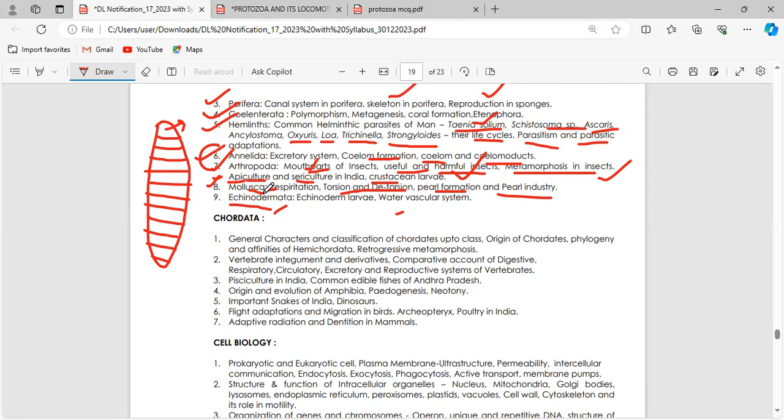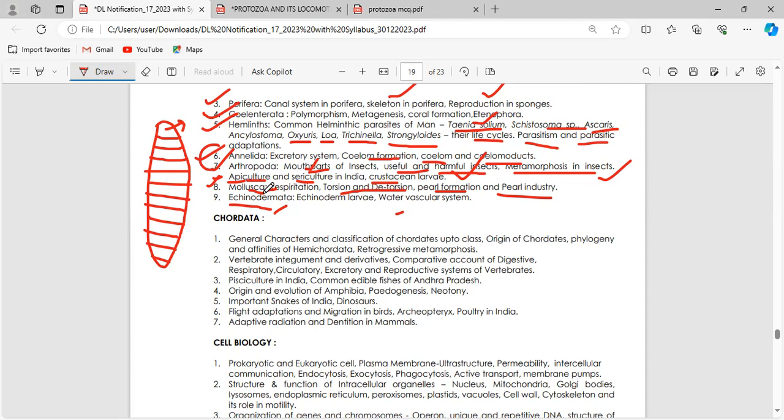And pearl formation and pearl industry, I'm going to discuss completely about pearl culture. Okay, and next the Echinodermata. We see echinoderm larva. See, larval stages, wherever in the syllabus you are seeing the larval stage, you must not omit those topics.